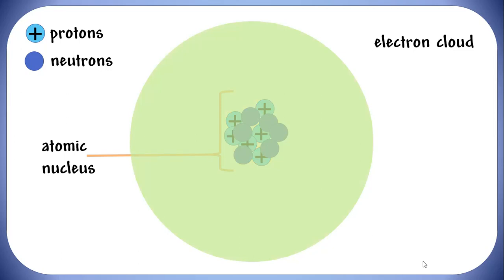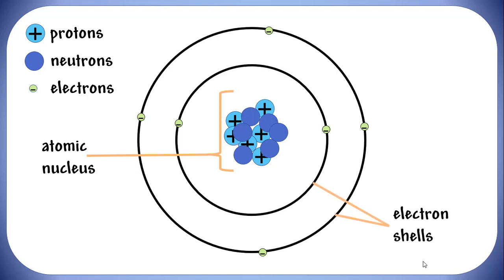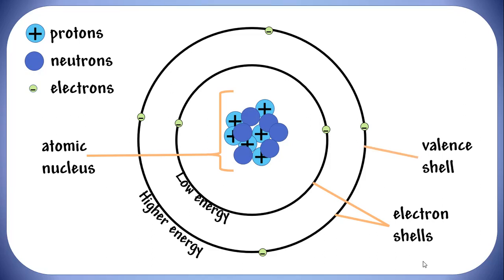The three major subatomic particles have different charges. Protons are positively charged, electrons are negatively charged, and neutrons have no charge. A common simple representation of an atom is the Bohr model, which shows the electrons orbiting in rings called shells. In this model, the closer the electrons are orbiting to the nucleus, the lower energy they have, and each shell can only hold a certain number of electrons to be considered stable. The outer shell is called the valence shell.